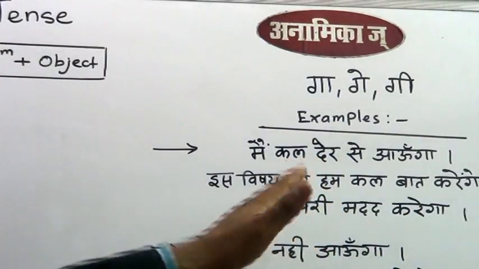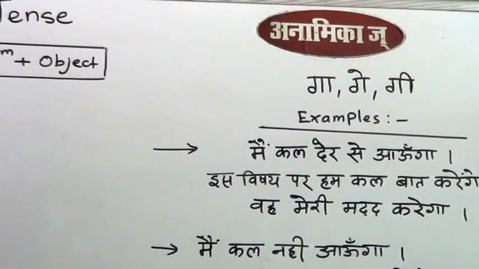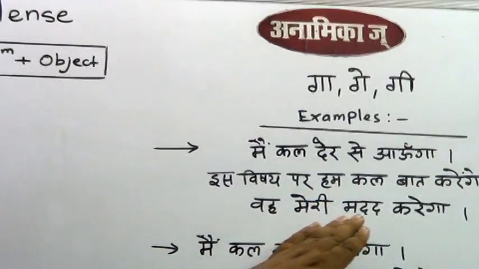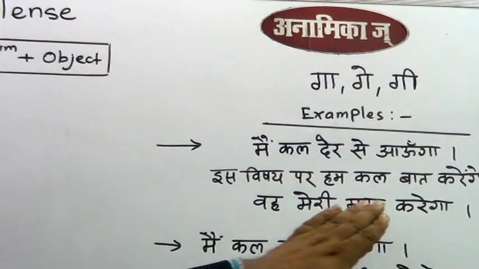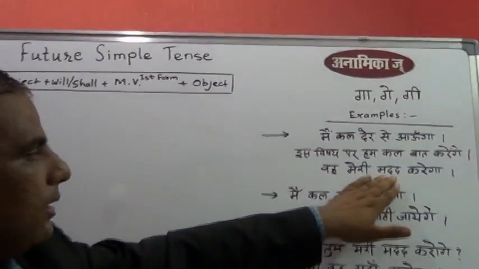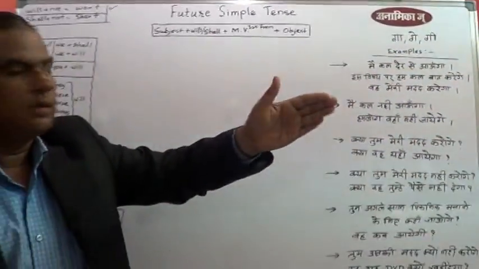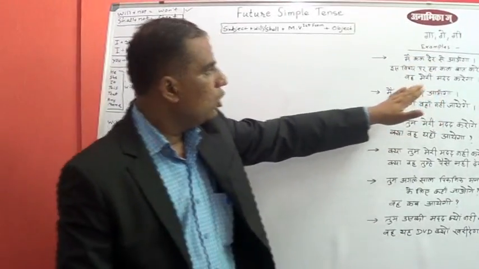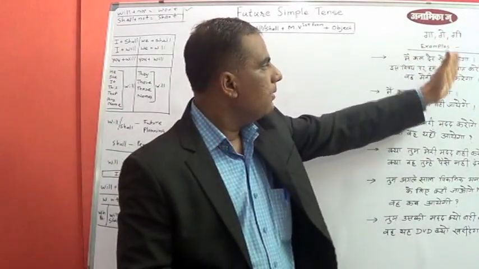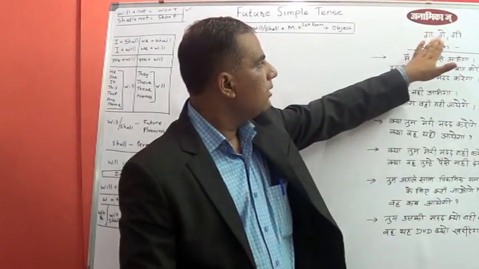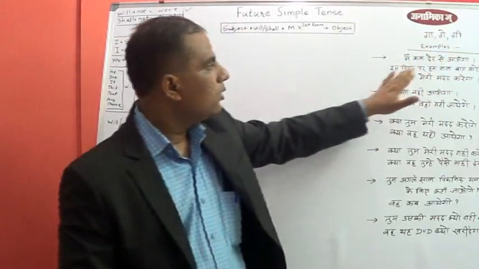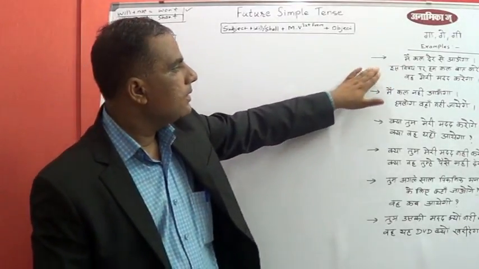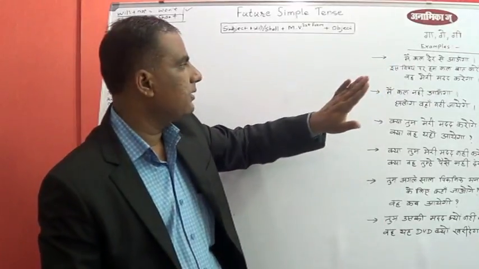Again, here also this action is going to take place only in future. वह मेरी मदद करेगा. Again, ये जो मदद है वो फ्यूचर में होगी. So, if you look at these sentences, you will find that they mainly end in ga, ge और gi. तो इस तरह से हम फ्यूचर सिंपल टेंस के सेंटेंसेस की पहचान कर सकते हैं.